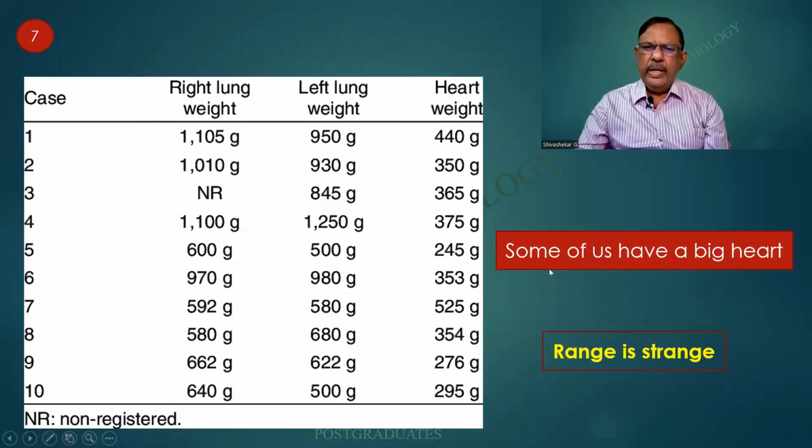Some of us have got a big heart. I would like you people to go through the differences. The range is strange. So we will also be seeing the normal weight of the organs, so also the lungs. I find that it starts from as low as 640 and goes beyond 1000 grams. What are the conditions? What are the causes? We shall be seeing. And I will also be presenting you with the normal dimensions of the important organs at a later date.